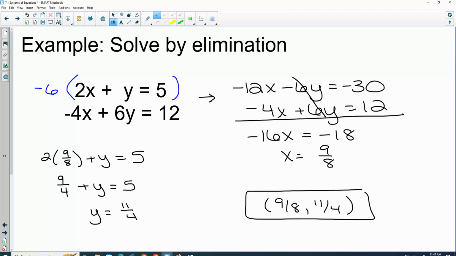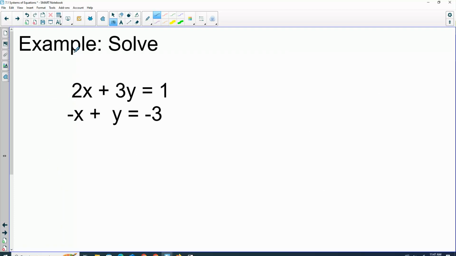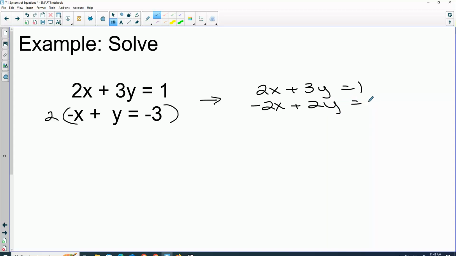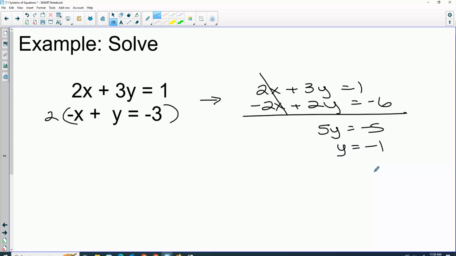You guys think you can try one? Which variable did you eliminate? Okay, so if I want to eliminate x, I could just take this 1 times, probably just positive 2 because it's already negative. If we add this together, we get 5y equals negative 5, and y is negative 1.